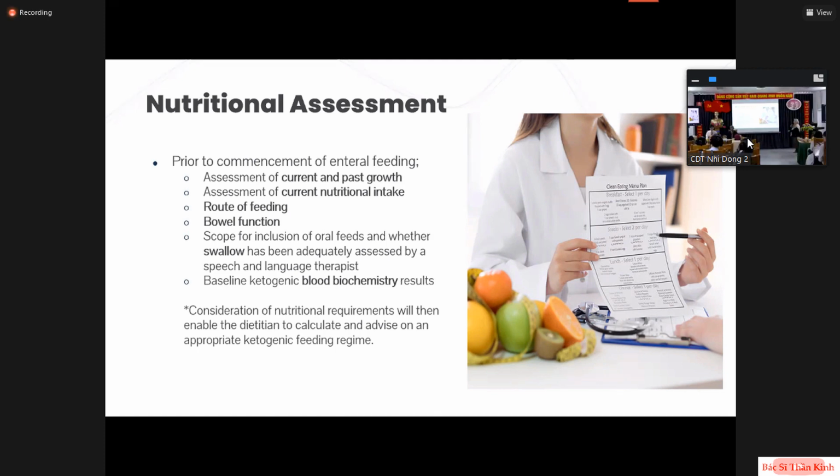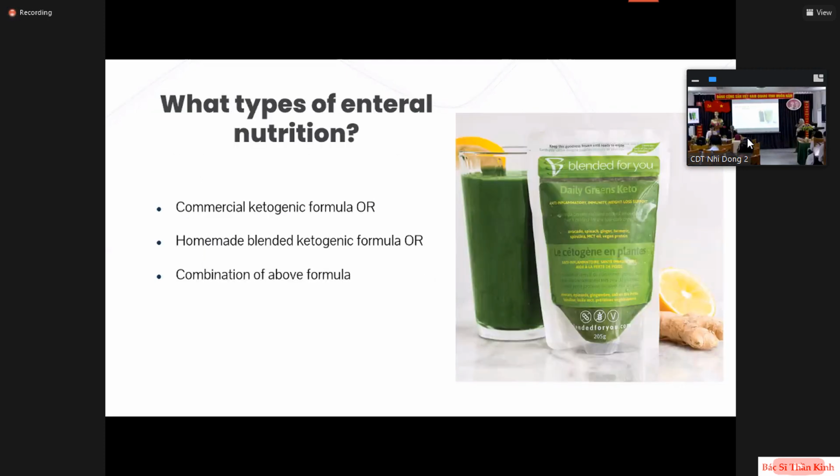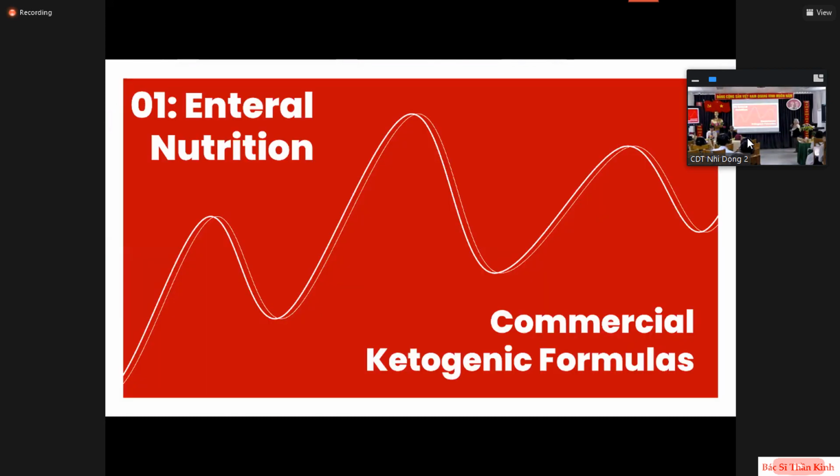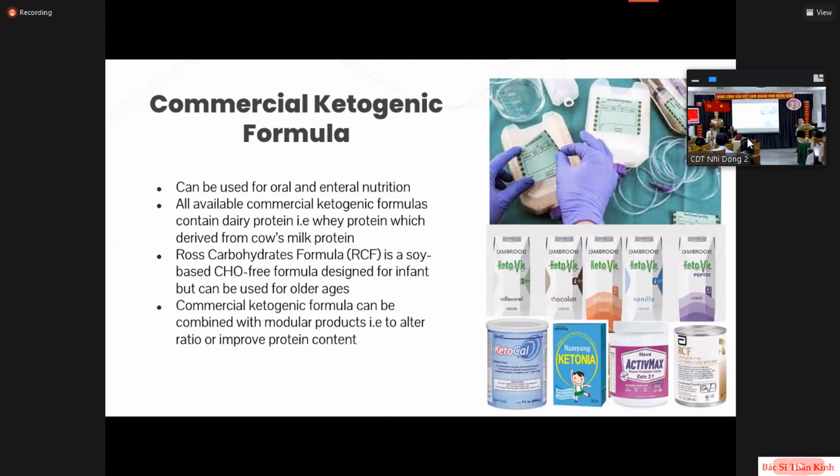So what type of enteral nutrition? It could be commercial ketogenic formula. It could be homemade blended ketogenic formula. Or a combination of these two: commercial ketogenic formula mixed with homemade blended food. So commercial ketogenic formula, we have a few. Later, I will show you the picture and description. It can be used for oral and enteral nutrition.